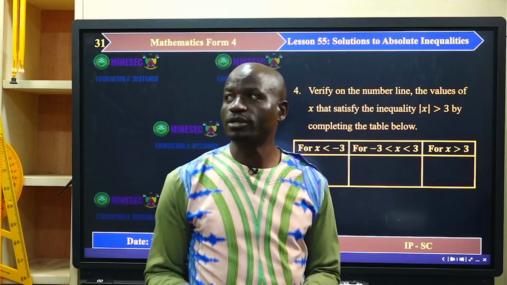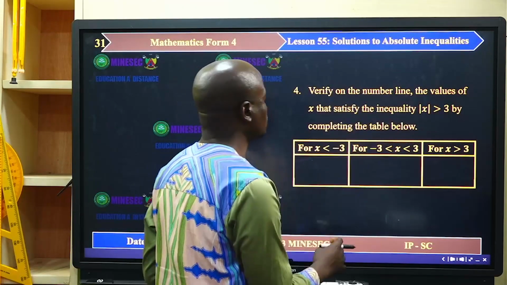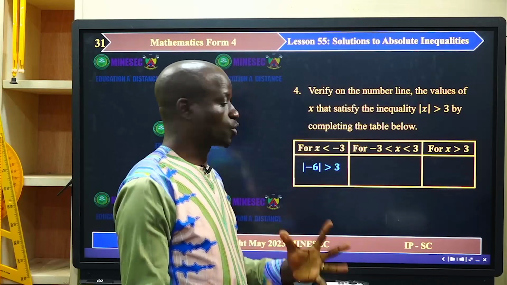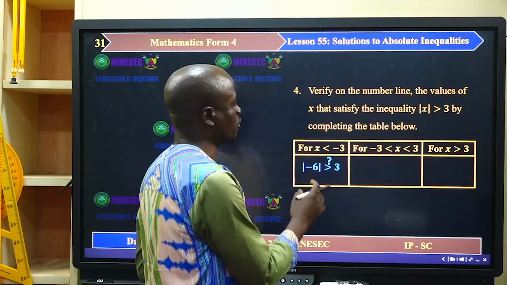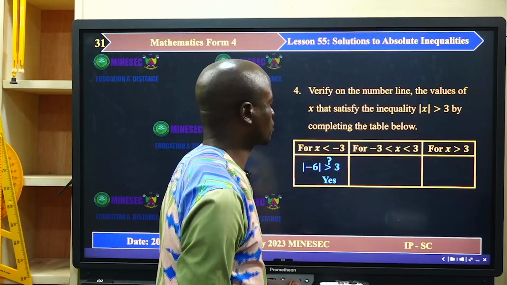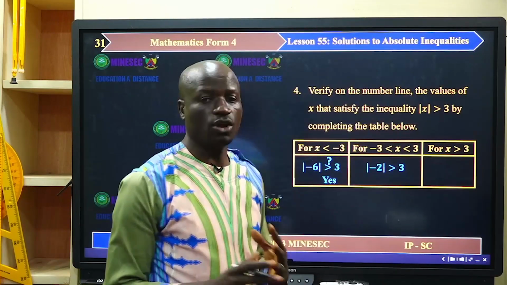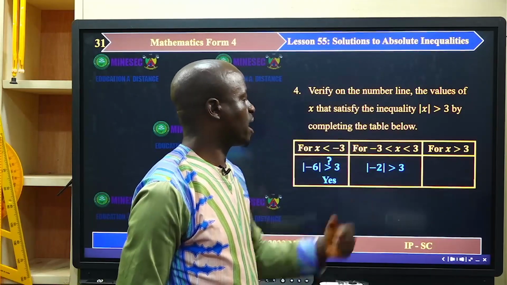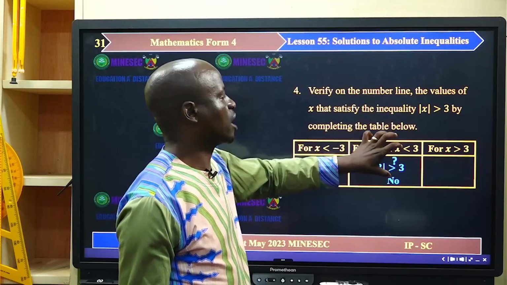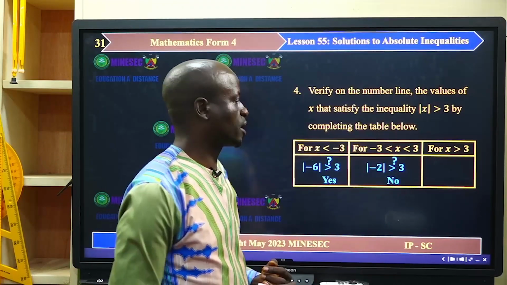Let's now examine the next case. In this case, we are using the greater than sign. So x is less than negative 3. If we take absolute value of negative 6, it's going to give us 6. And if we verify, 6 is greater than 3. So that is true. The inequality is correct. The next case, we take negative 2. The absolute value of negative 2 is 2. Is 2 greater than 3? No. So it means this range of values will not work for the inequality absolute value of x greater than 3.